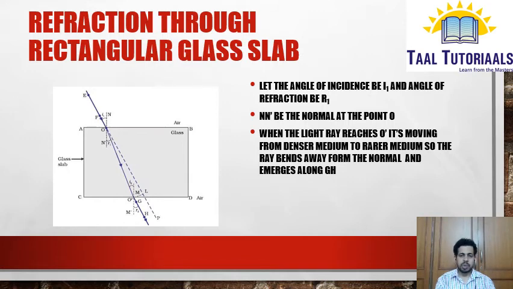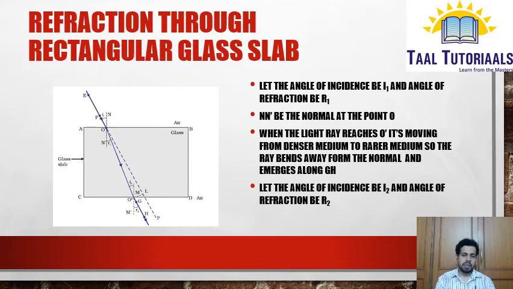When the light ray reaches O dash, it's moving from denser medium to rarer medium. So the light ray bends away from the normal and emerges along GH. I have just marked the ray as GH here. Let the angle of incidence be I2 and angle of refraction be R2. Here if you observe, R2 is greater than I2, or I2 is less than R2, we can say.